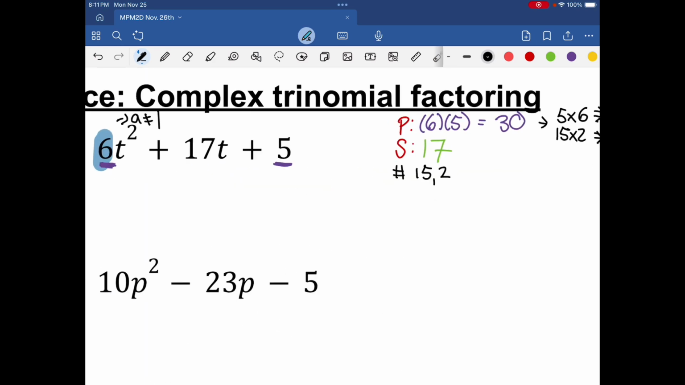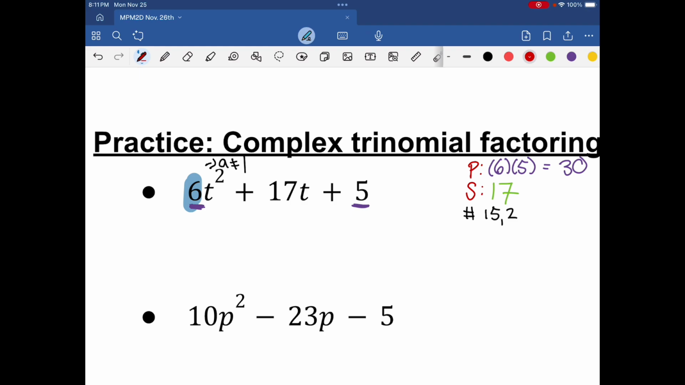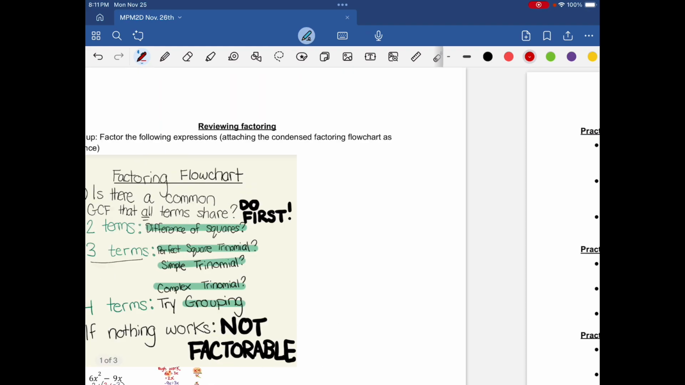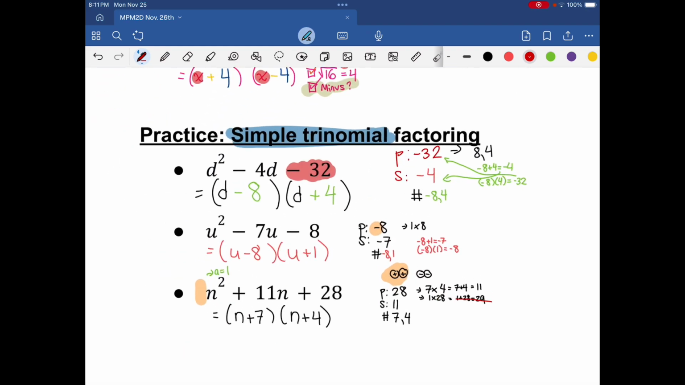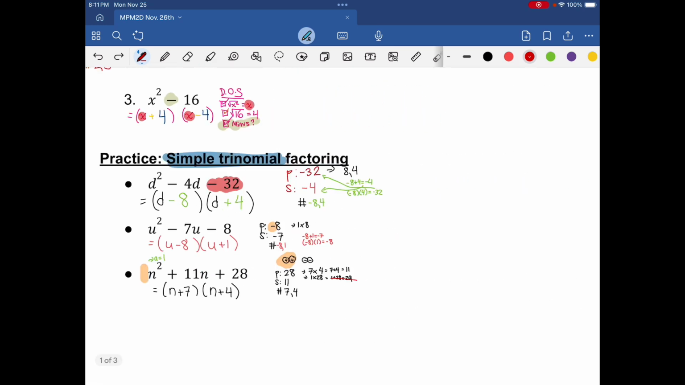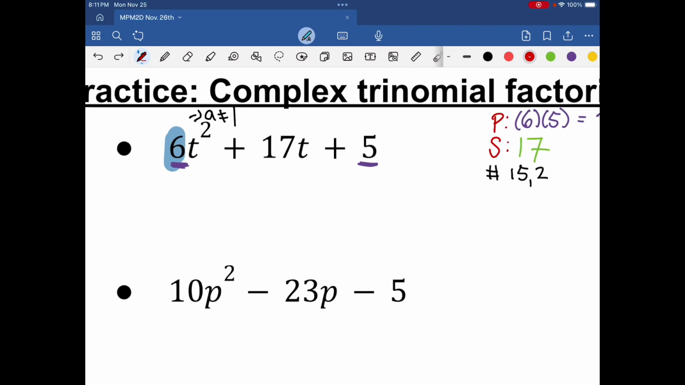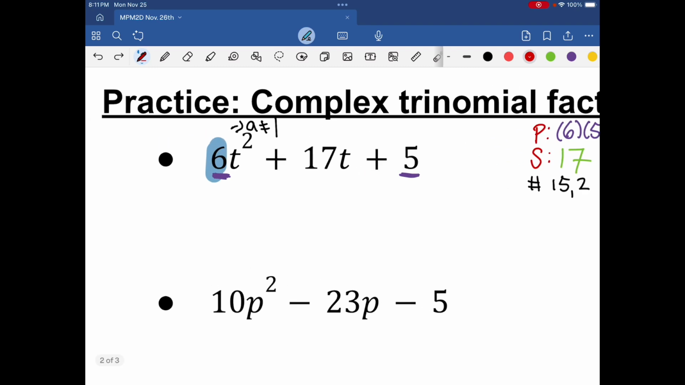Okay. But just because we found our numbers doesn't mean that we're done. With a simple trinomial, once we found our numbers, we did the last line, we were done. But for the complex one, unfortunately, that's not the case. I have to do a little bit more work.